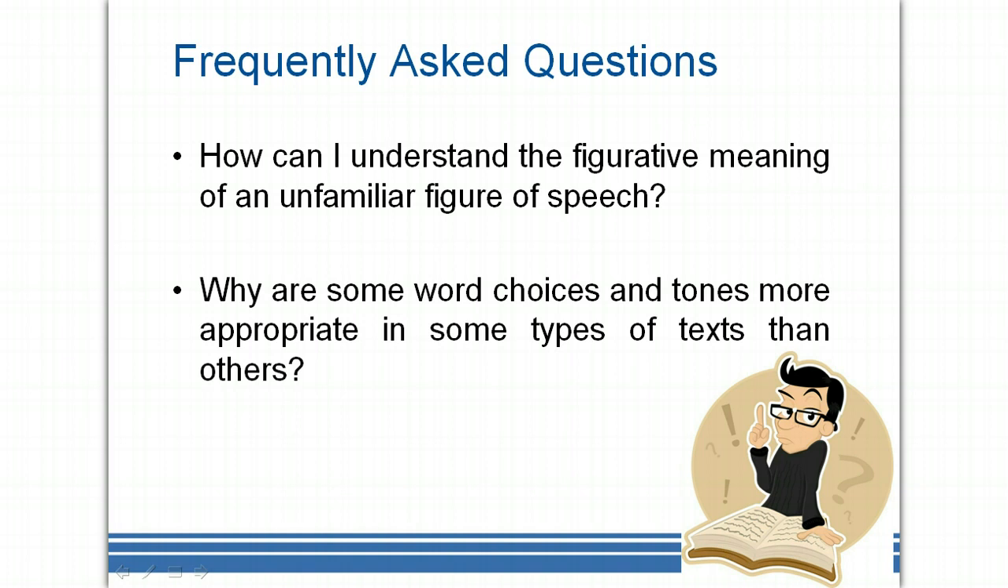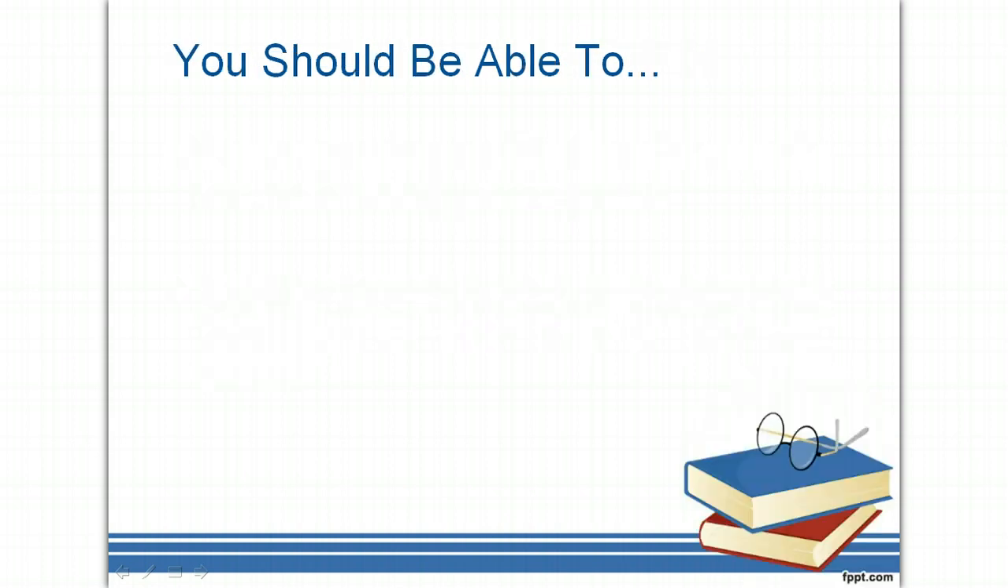Why are some word choices and tones more appropriate in some types of texts than others? Tone and word choice affect how the reader views information. A friendly letter is perceived as being informal because of its tone and word choice, and the same goes for a business letter. And we've come to the end of the lesson.